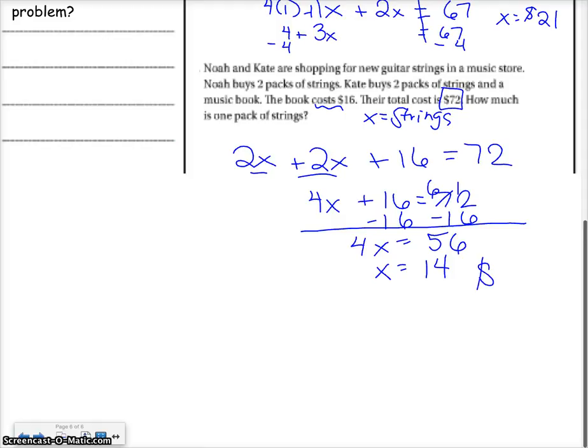So you also have to show that you know what your answer means. That's part of the standard. So you say $14. I don't care if you just say $14, but 14 tells me you don't know what you're talking about. It's not 14. It's $14. Okay? All right, and that's it.